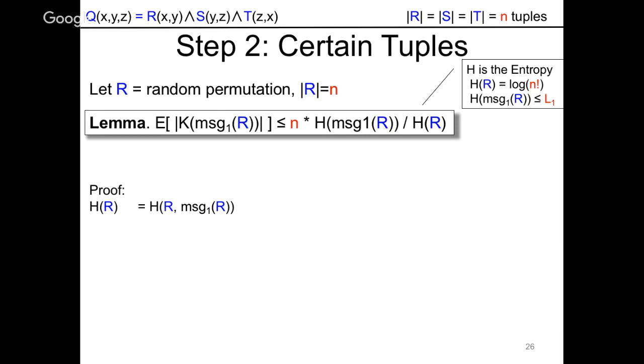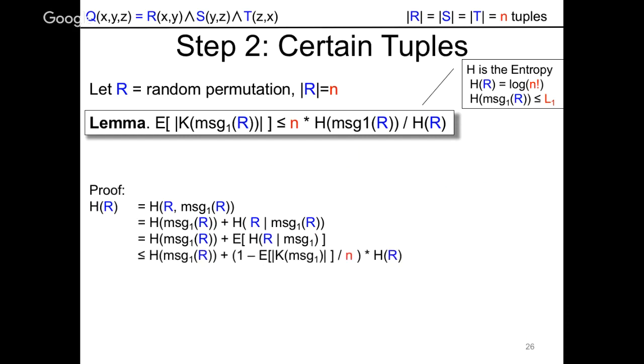We start with the entropy of R. It's the same as the entropy of R together with the message. The message is computed from R. Now we apply the chain rule. The second line is important. This is the entropy of the message plus the expected value of the conditional entropy conditioned on a particular bit combination of the message. And the expectation there is over the random permutations R. This is a crux.